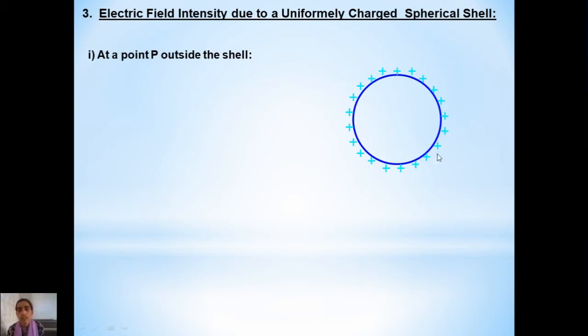Such a kind of charged spherical shell we will be assuming. So for the simplification, we will derive the expression in 3 different cases. How 3 different cases? One point we will consider outside the spherical shell.